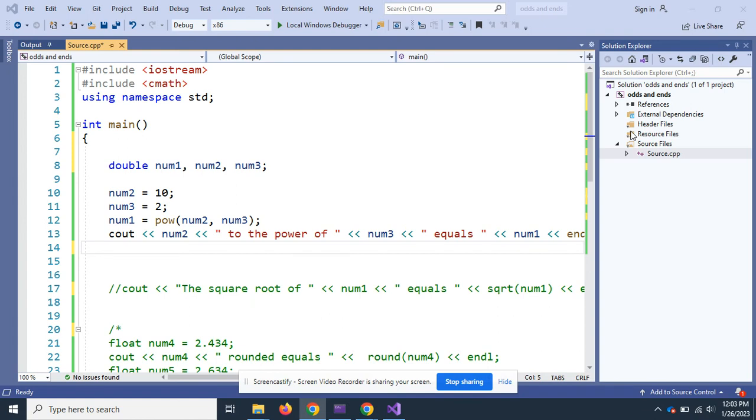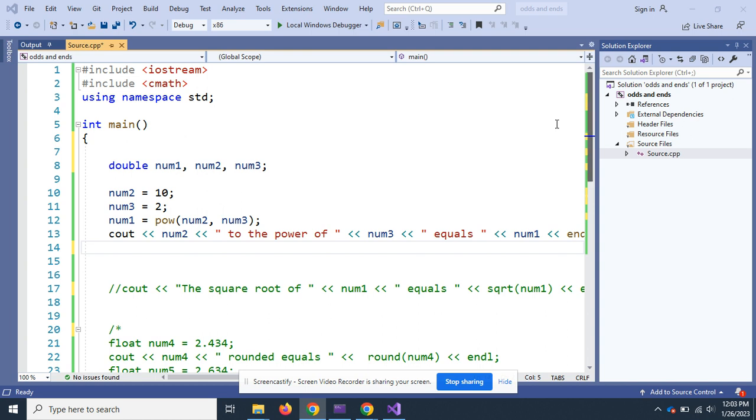Hi guys, we're calling this video odds and ends. There's some math stuff I need to show you that you all will be using over the next couple weeks as we get a little bit more into input, output, and problem solving in this class. The first one is how to do exponents.